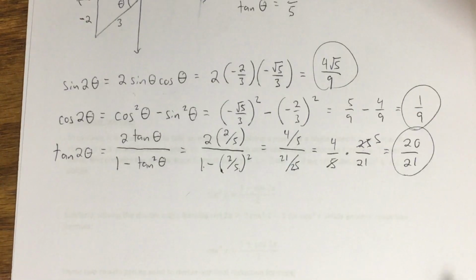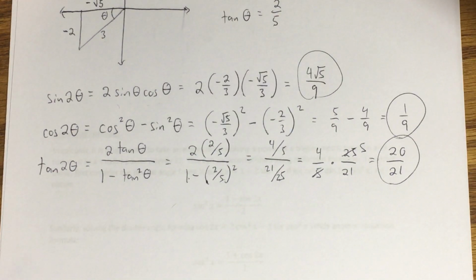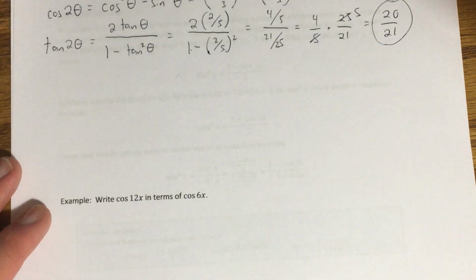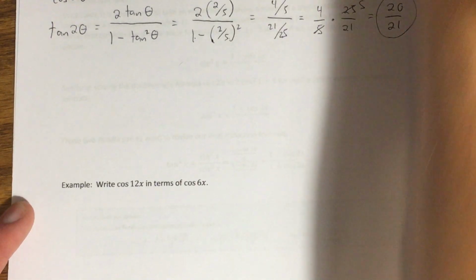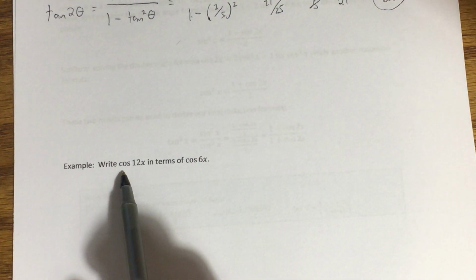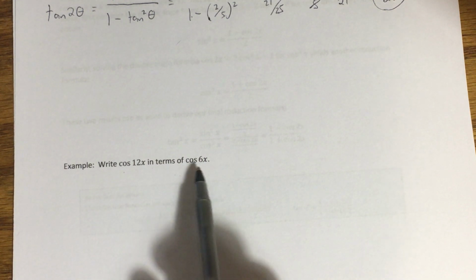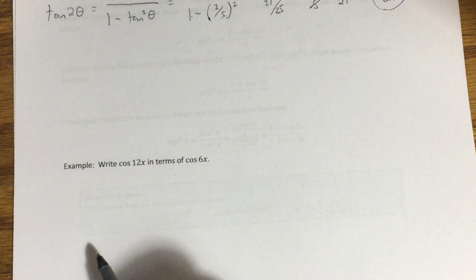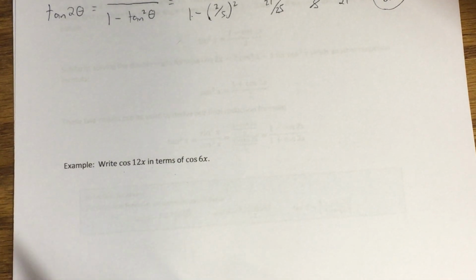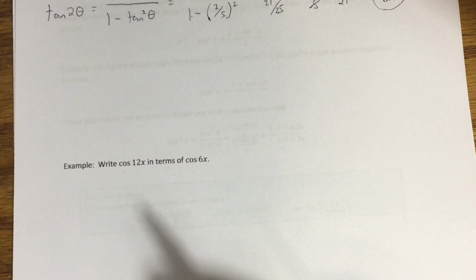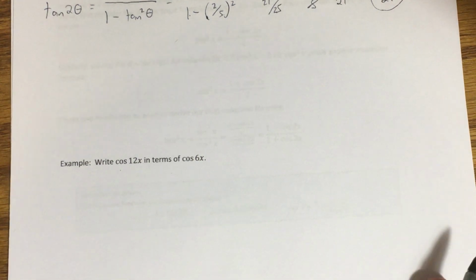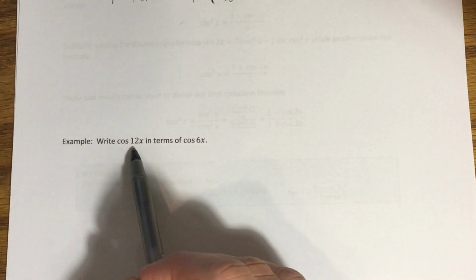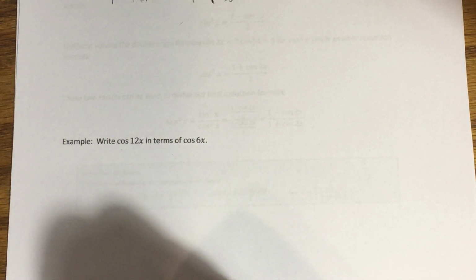All right, so there we have it. There's all three things that they asked us for. Let's take a look at a different example. This one is saying, let's write cosine of 12x in terms of cosine of 6x. What does that mean? Well, first of all, we should expect that we want to use a double angle formula here, because that's all we've talked about yet in this section. And 12 is twice as big as 6.